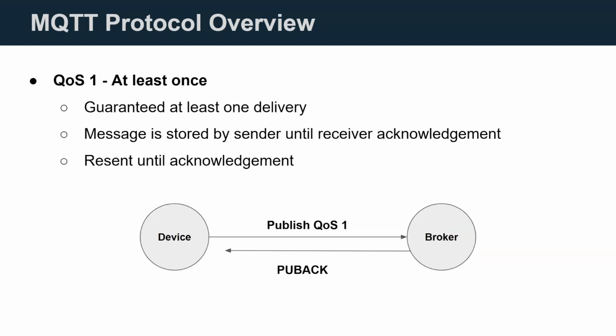With quality of service 1, the sender stores the message until it gets a PUBACK acknowledgement packet from the receiver. In this case, a message could be sent or delivered multiple times. This is suitable when data is critical. In other words, it must be delivered, but it's okay if duplicate data is received. Furthermore, network restrictions like bandwidth or cost might not allow for the full QoS 2 handshake, which we'll talk about in a second.